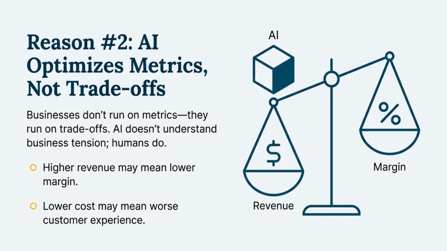Now, what are the other reasons behind it? The second reason is majorly that it optimizes metrics and not decisions. Correct? AI optimizes numbers, not trade-offs. AI is excellent at optimizing metrics, that's for sure. But business doesn't run on metrics. It runs on trade-offs. Like higher revenue may mean lower margin. Lower cost may mean worse customer experience. Correct? AI doesn't understand business tensions. However, a human or a leader definitely understands that. So that is a very critical component.